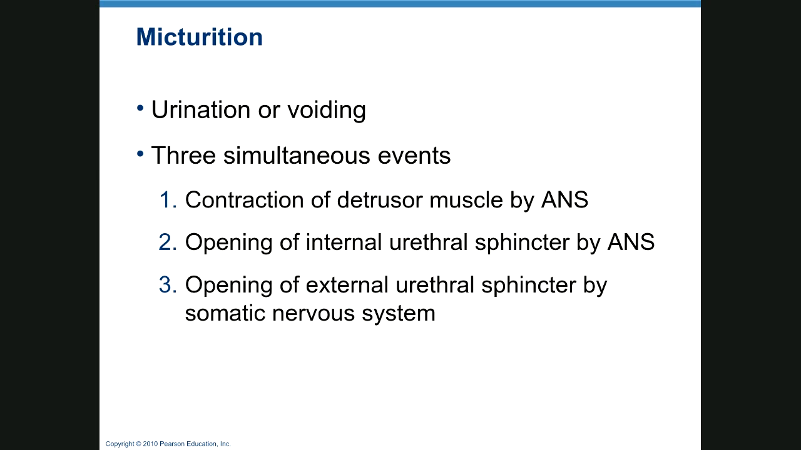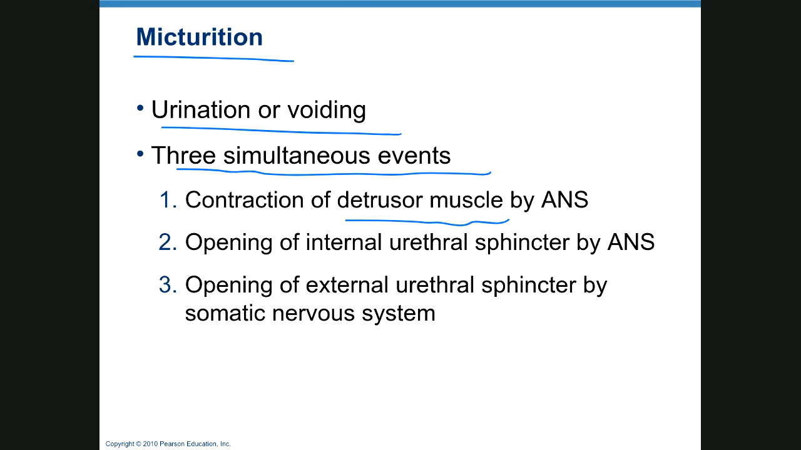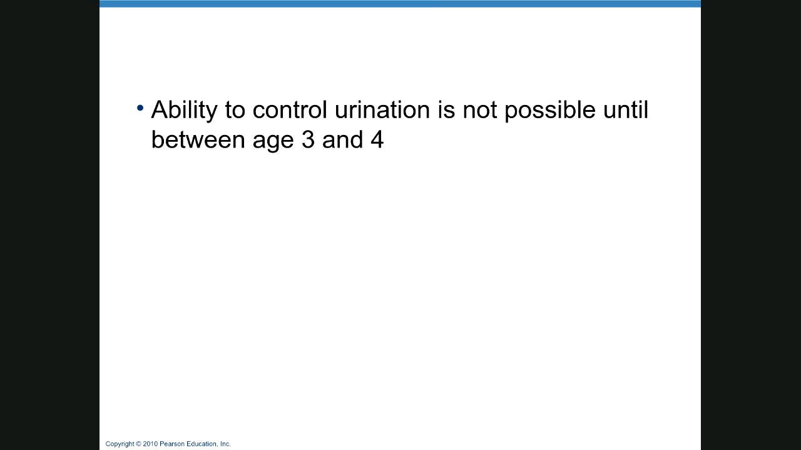Okay, micturition is urination, the act of voiding. It requires 3 simultaneous events: contraction of the detrusor muscle by the autonomic nervous system, opening of the internal urethral sphincter by the autonomic nervous system, opening of the external urethral sphincter by the somatic or voluntary nervous system. The ability to totally control urination is not possible until between ages 3 and 4.